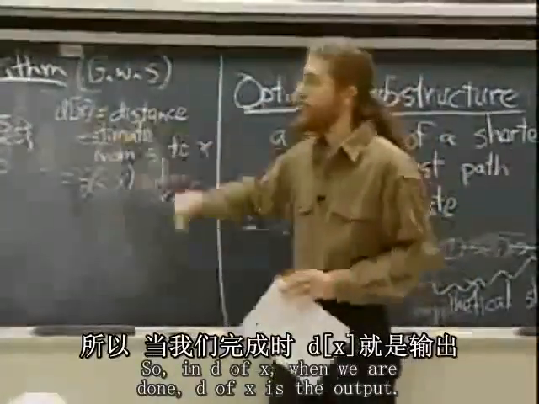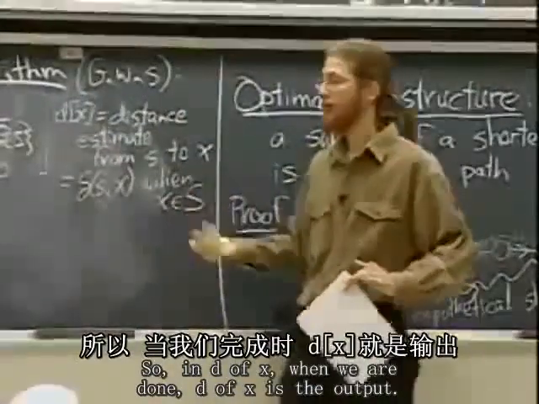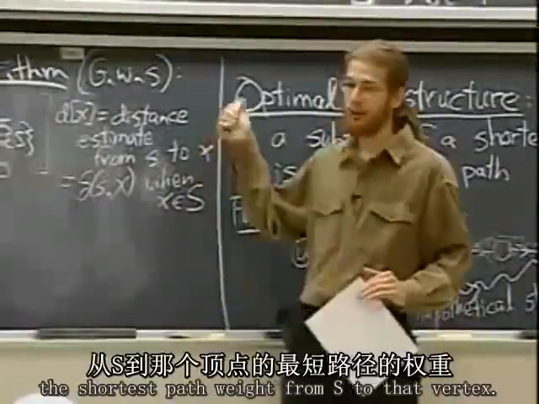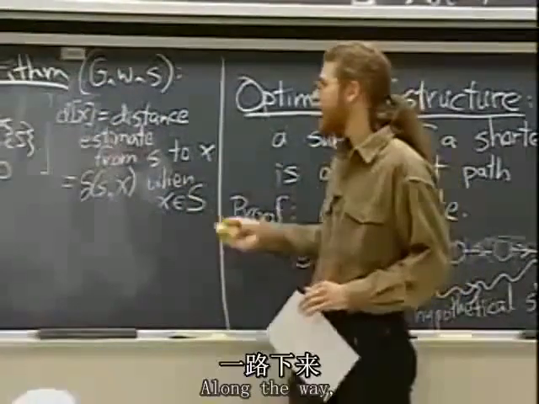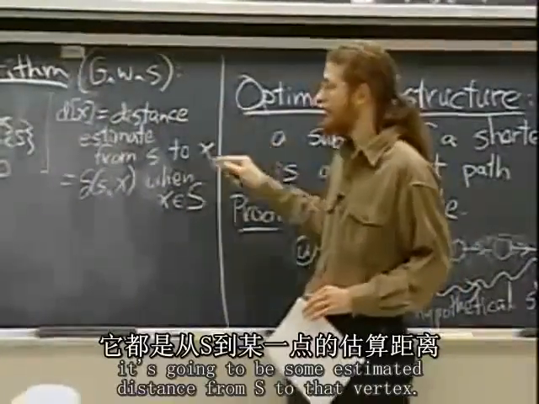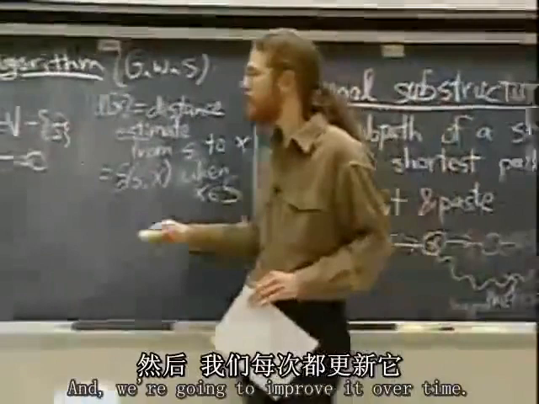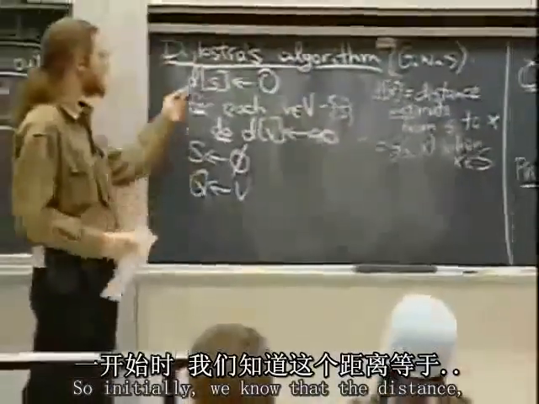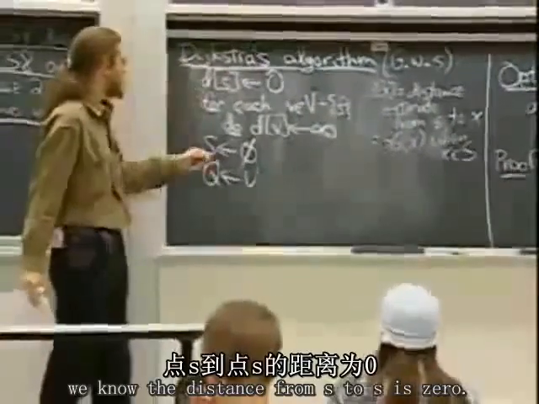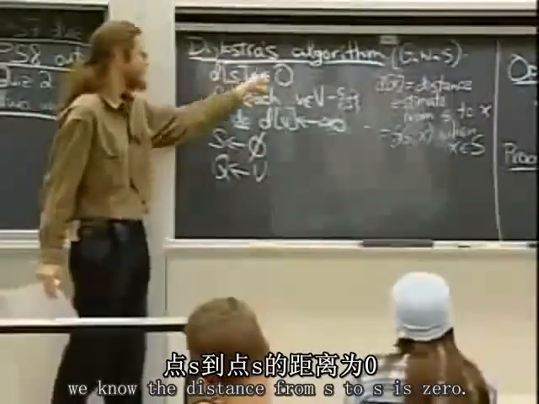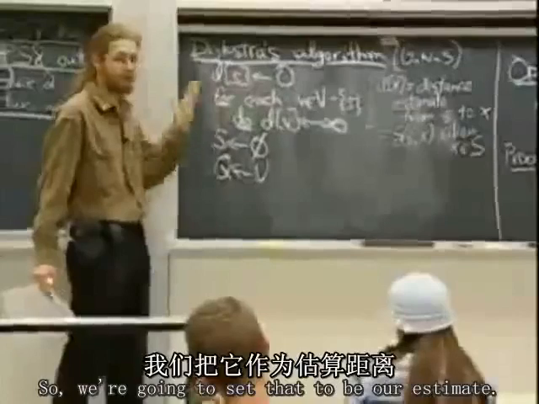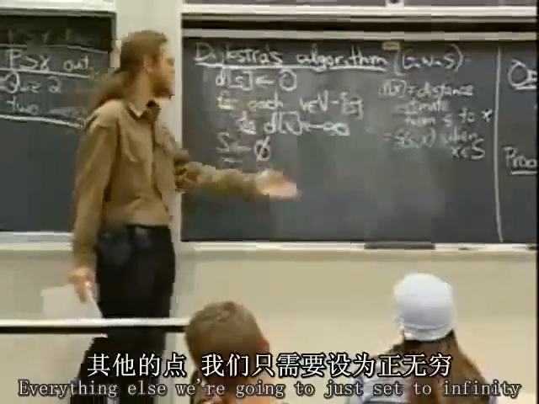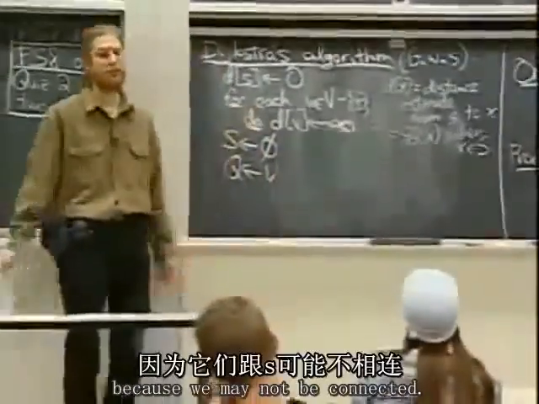So d of x, when we're done, d of x is the output. For every vertex, it's going to give us the shortest path weight from S to that vertex. Along the way, it's going to be some estimated distance from S to that vertex, and we're going to improve it over time. Initially, we know that the distance from S to S is 0, so we're going to set that to be our estimate. It's going to be accurate. Everything else we're just going to set to infinity because we may not be connected.